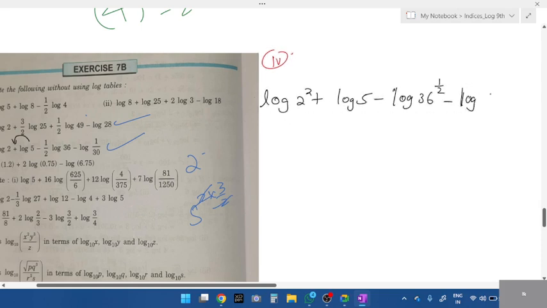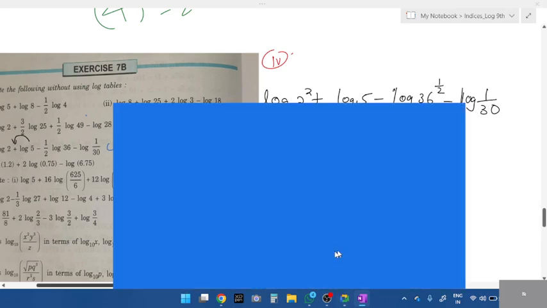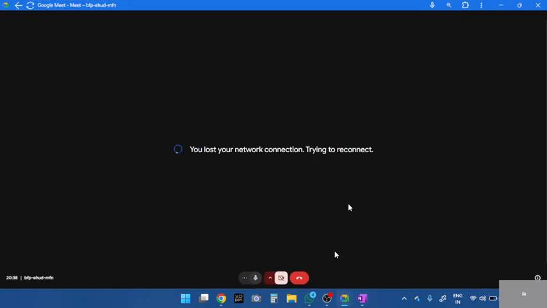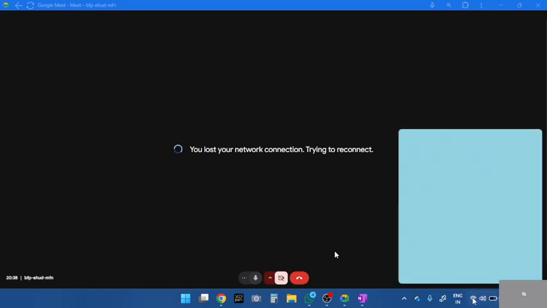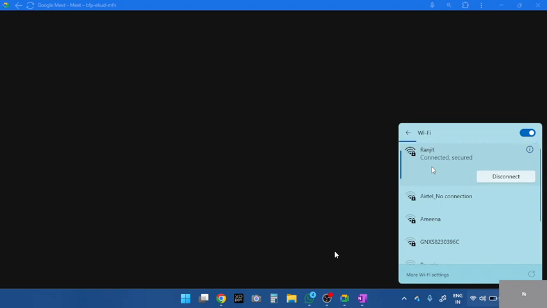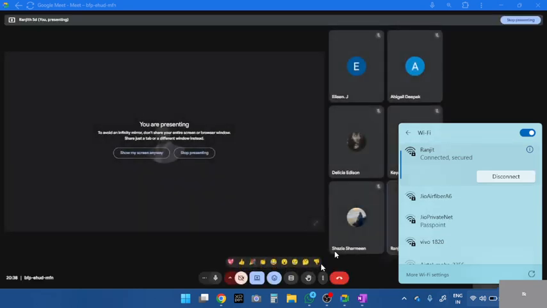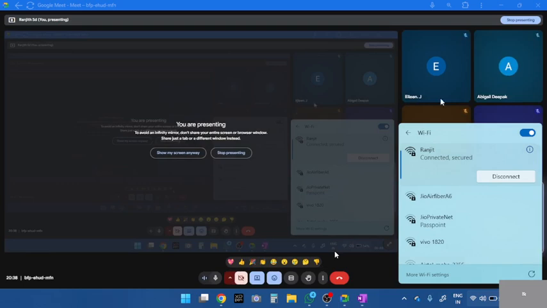Log 1 by. Respond. 1 by 30, right? Then what do you do with all the log values? What is log 2 square? Delisha, respond. Yes, respond, Delisha.